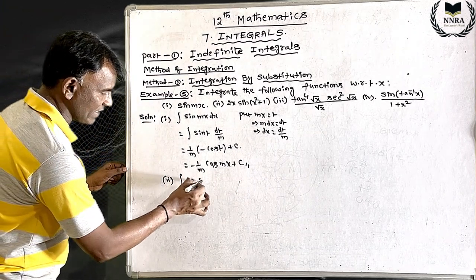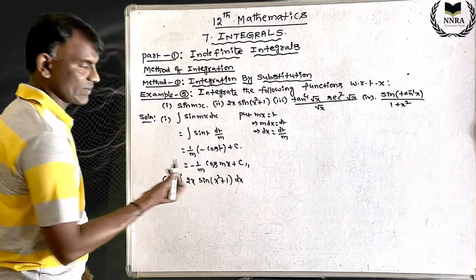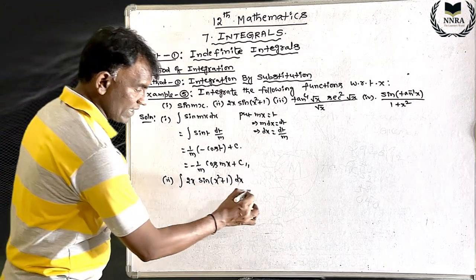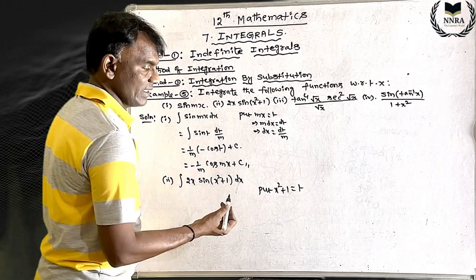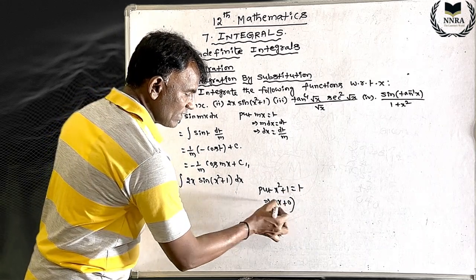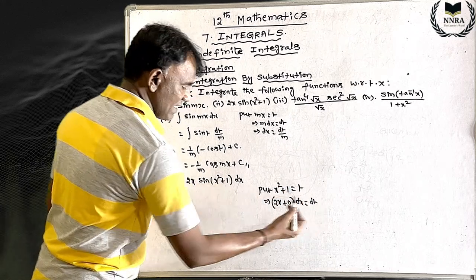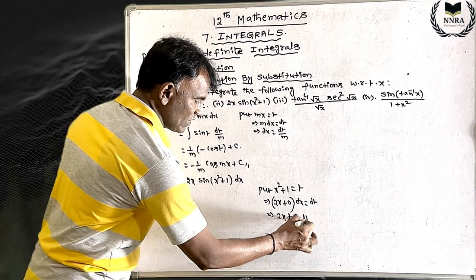And if you take the second question, what is that value? Integral 2x sine of x square plus 1 into dx. Again we substitute this bracket value equal to t. What is that bracket value? x square plus 1 equal to t. If you differentiate x square, we get 2x and the derivative of 1 is 0. Then variable x means dx and it is dt. Now 2x into dx equal to dt.